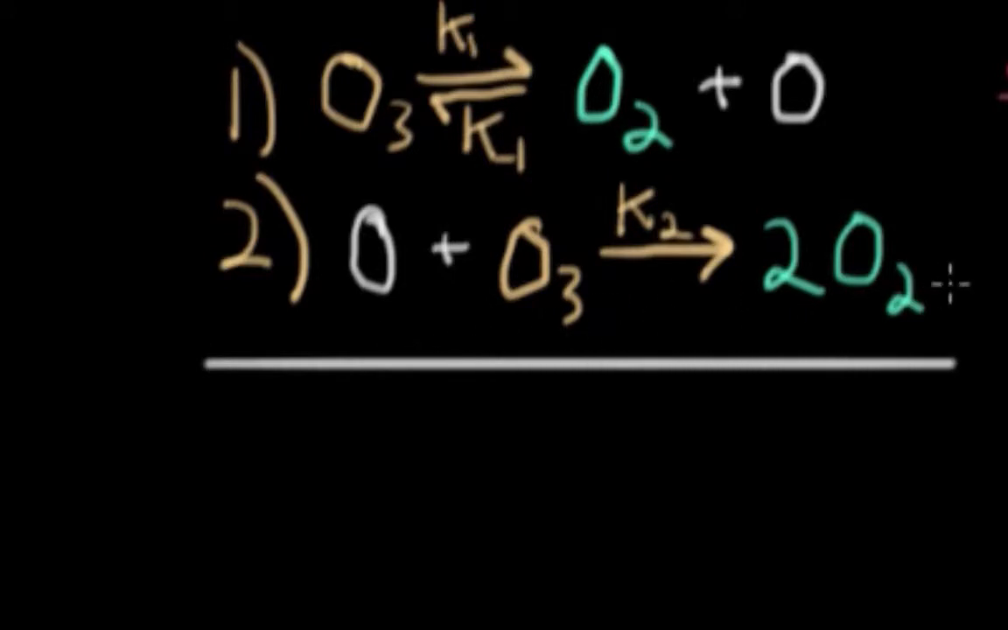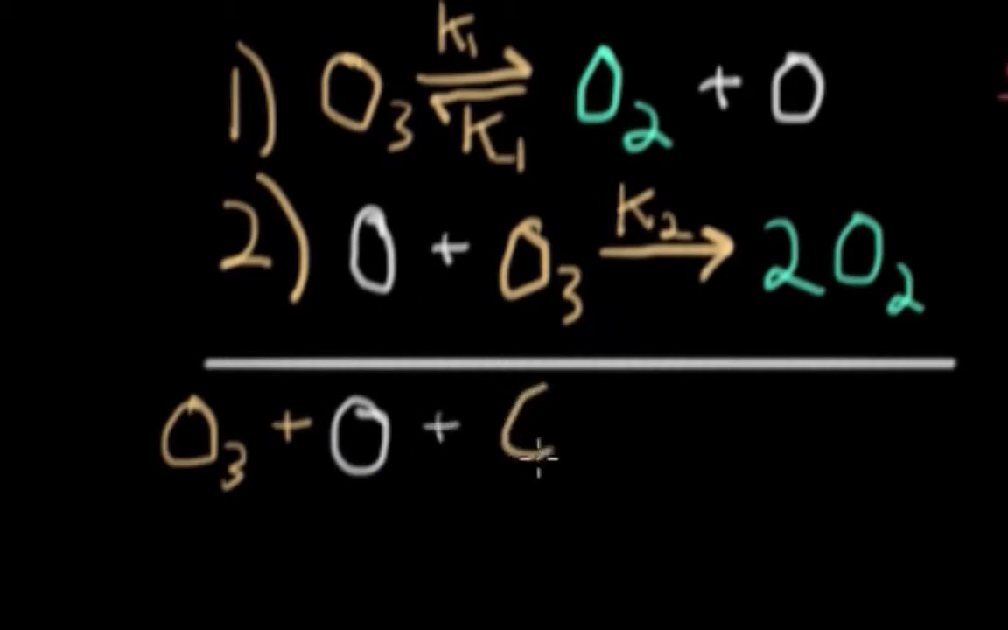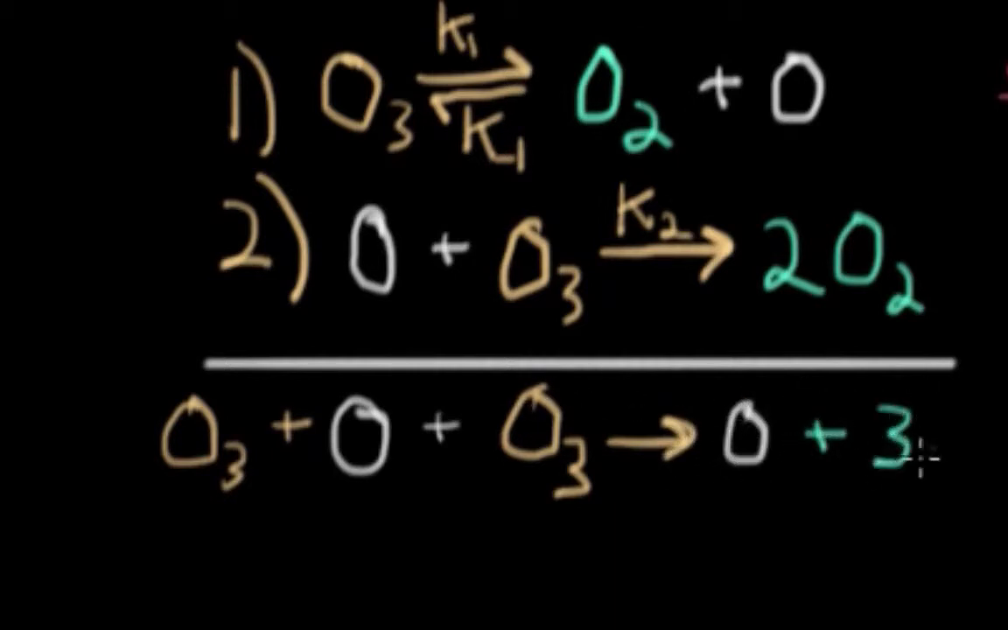We want to make sure our equation balances. So on this side of the 2 reactions, we have an ozone molecule, we have an oxygen atom, and we have another ozone molecule. And that is going to an oxygen molecule and 3 oxygen molecules. I'm sorry, this is an oxygen atom.